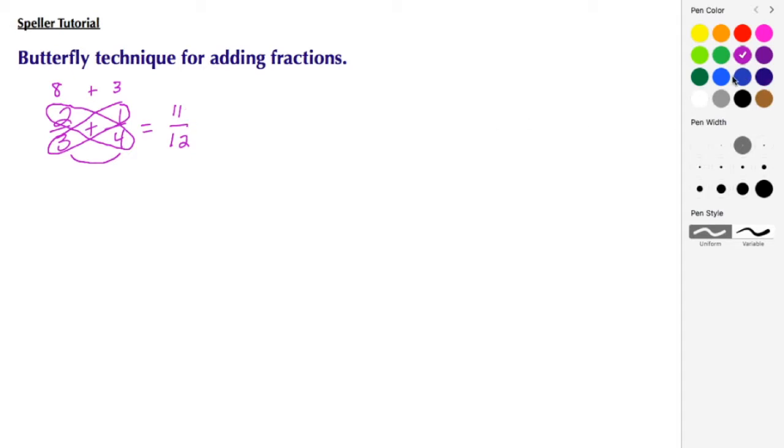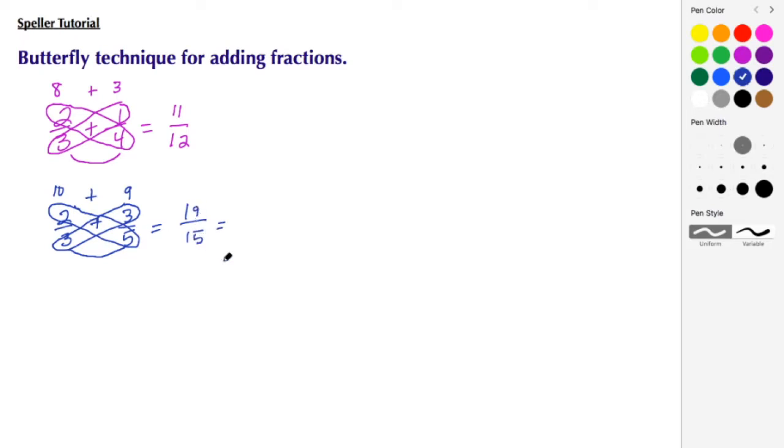In our next example, let's go ahead and change the color. For our next example, let's do 2/3 plus 3/5. So let's do this here. 2/3 plus 3/5. Again, using the butterfly technique, we're going to multiply numerator and denominator crossways. So 3 times 3 to give us 9. Then the 2 times 5 to give us 10. So here we have 10 plus 9 to give us 19. And then for our denominator, we're going to multiply denominators. We're going to multiply the 3 times 5 to give us 15.